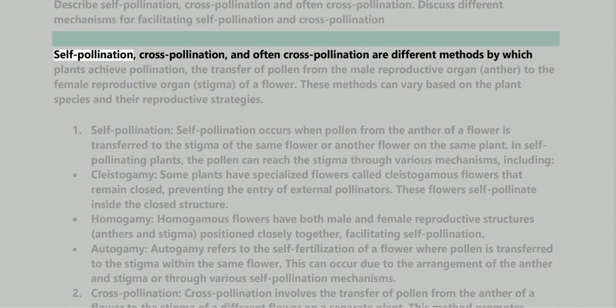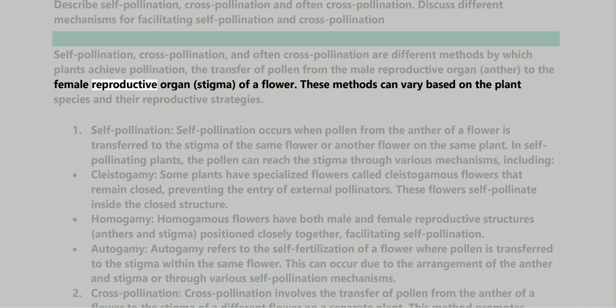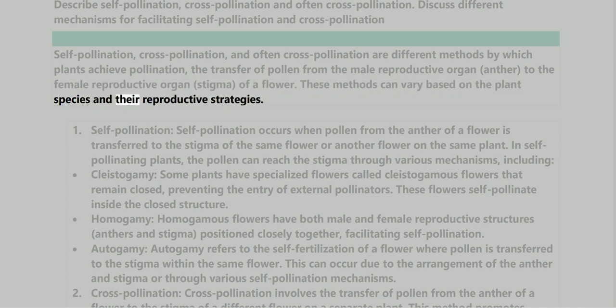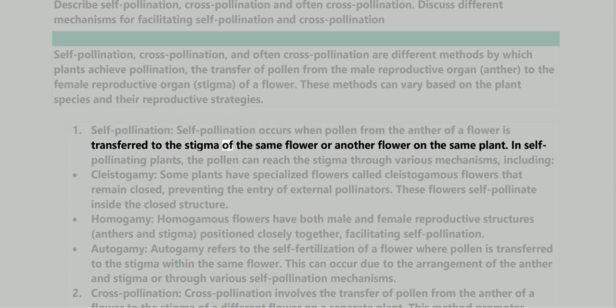Self-pollination, cross-pollination, and often cross-pollination are different methods by which plants achieve pollination, the transfer of pollen from the male reproductive organ, anther, to the female reproductive organ, stigma, of a flower. These methods can vary based on the plant species and their reproductive strategies. 1. Self-pollination. Self-pollination occurs when pollen from the anther of a flower is transferred to the stigma of the same flower or another flower on the same plant.